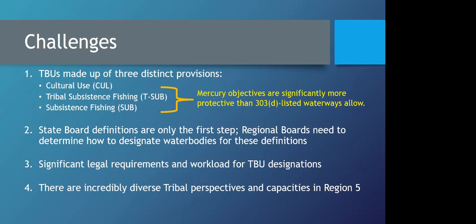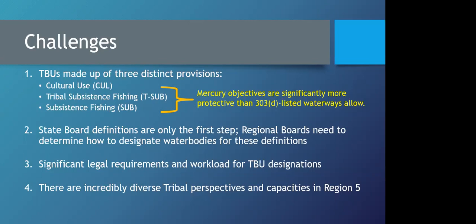State board definitions are only the first step. The regional boards need to determine how to designate water bodies for these definitions. We did not receive an instruction manual or any kind of information of how the state board wanted this to happen. So it is something that we need to think through on our own. And because Region 5 is the first region to be walking down this road, it is new. We are working through this in a brand new way. So hence the very interactive way that we're bringing this process forward for consideration and input from tribes and existing dischargers or other affected public members.